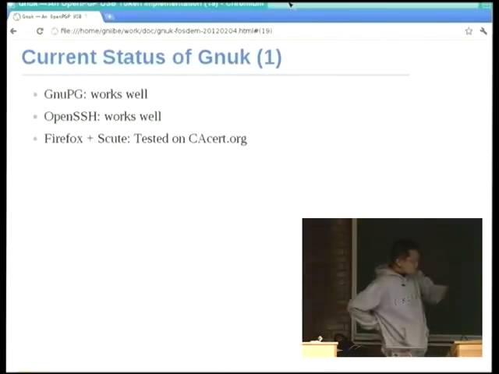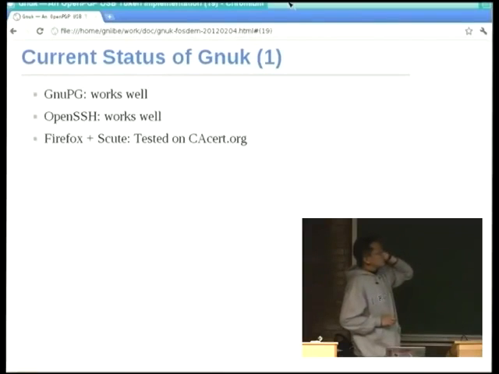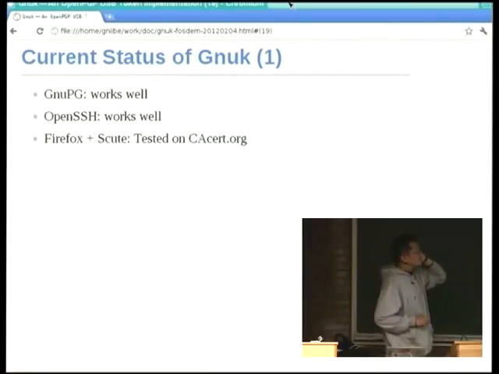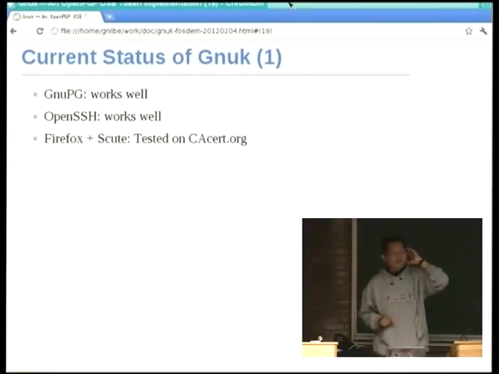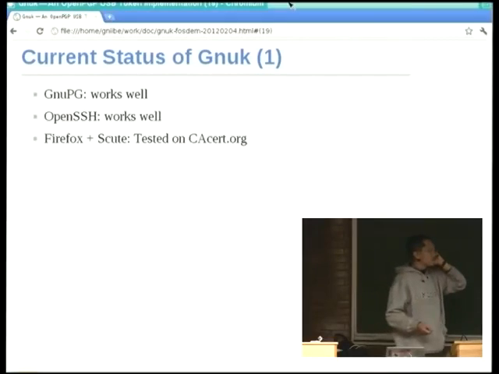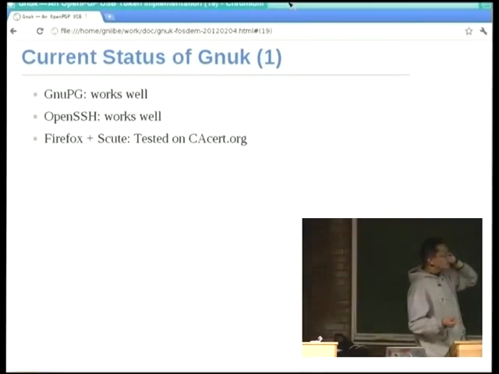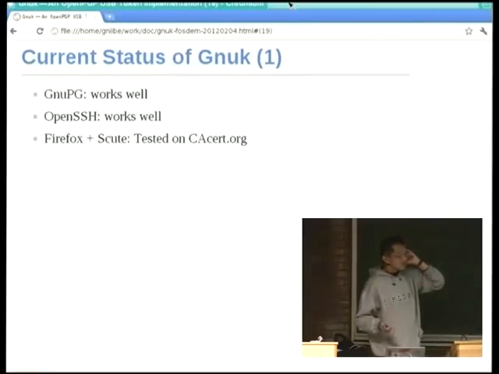And here I explain the current status. For GNU PG, it works well. And for OpenSSH, it works well through GNU PG agent. And for Firefox, using Sqt, we can use client authentication using Gnuk token. And I created my client certificate using csr.org and tested against that site.